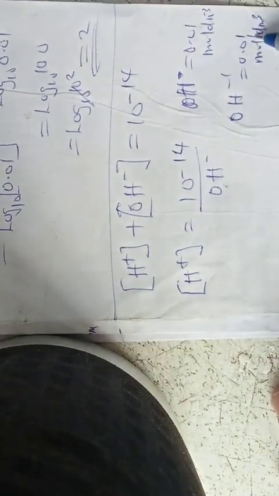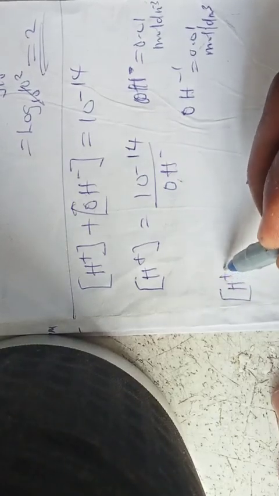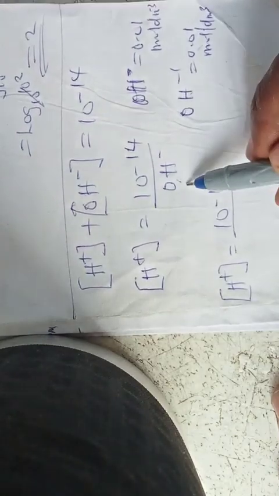So anywhere you see this, you replace it with this. On that note, the hydrogen ion is equal to 10 raised to the power of minus 14 over 0.01.